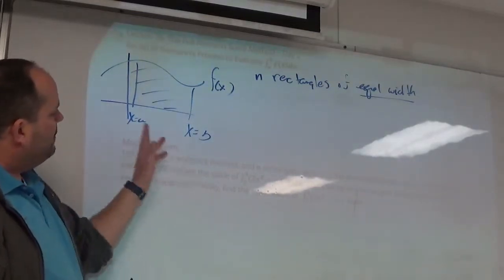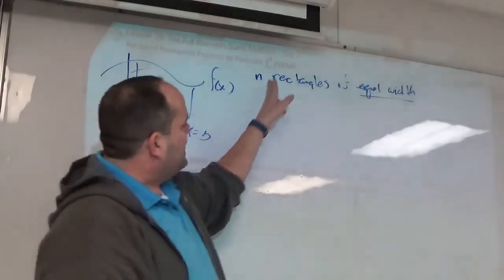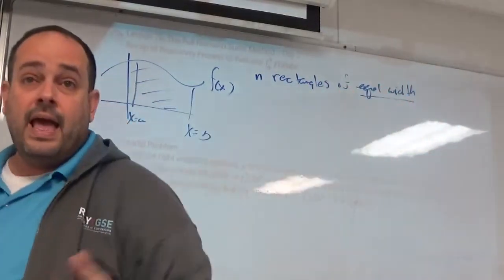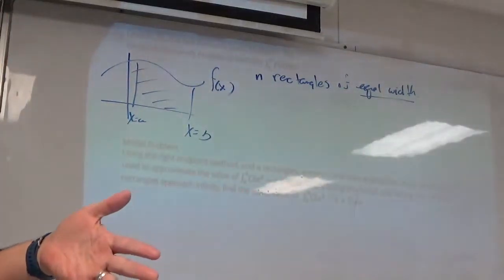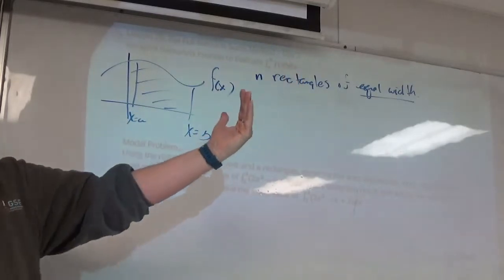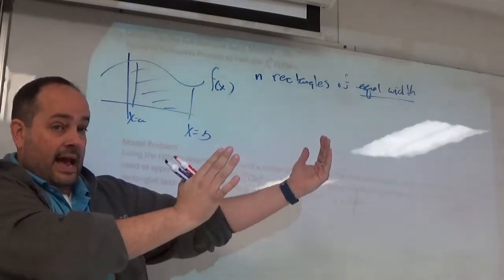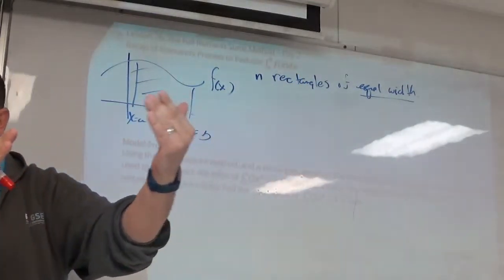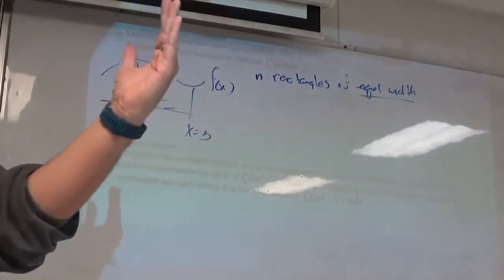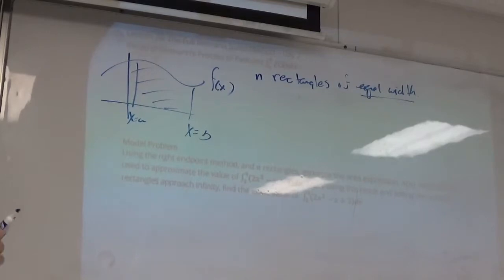Well, let's see. If I'm going to go from a to b using n rectangles of equal width, this is something I do care greatly about. How wide is each rectangle? We're going from a to b with n rectangles. How do we get the width? It's not n. There are n of them, n rectangles. Jackie, what do you do? Isn't it b minus a over n?